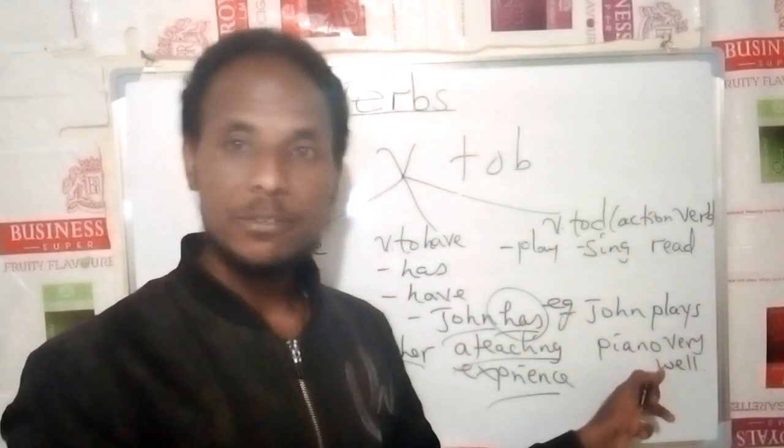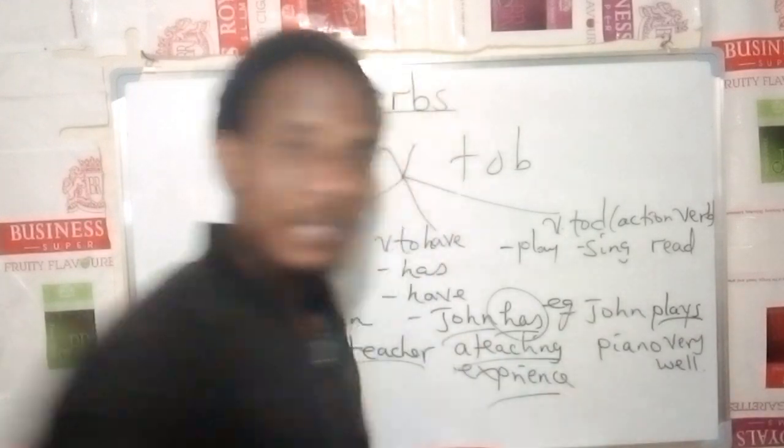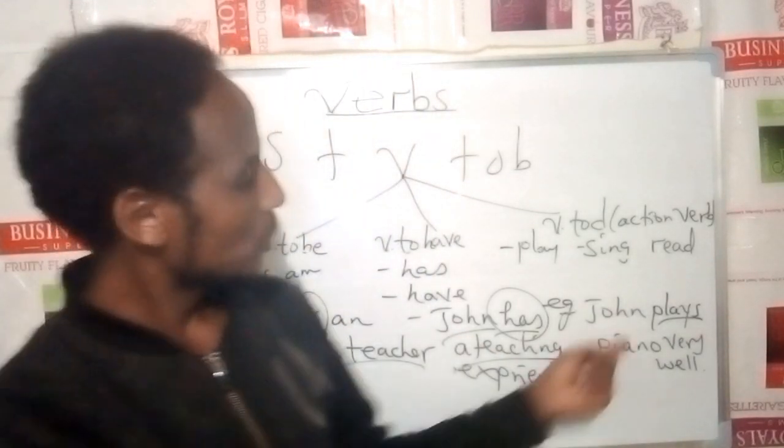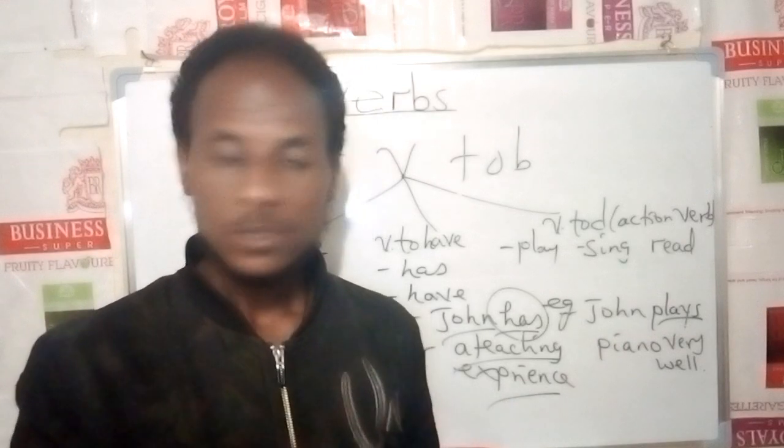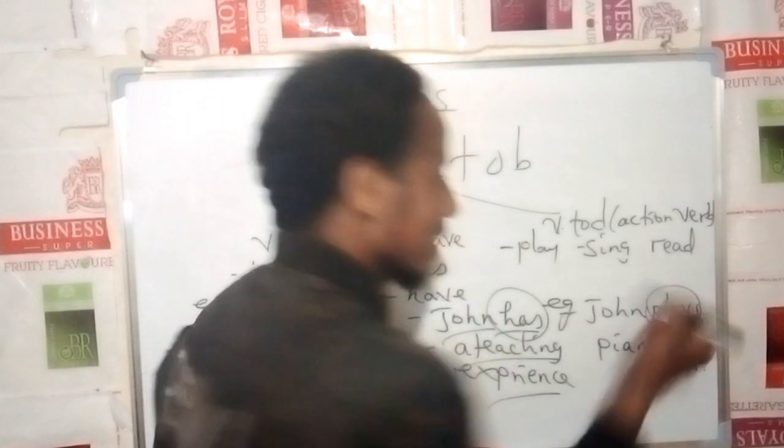John plays piano very well. In this sentence, plays is a verb. It is an action verb. So, John plays piano very well. What does he do? Plays piano. So play is an action.